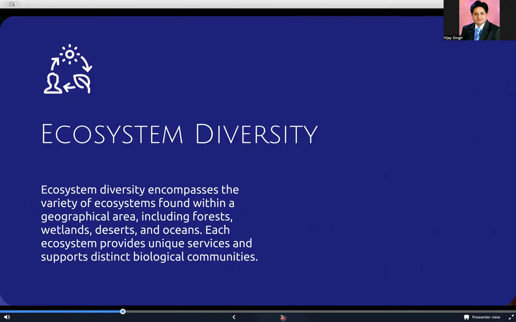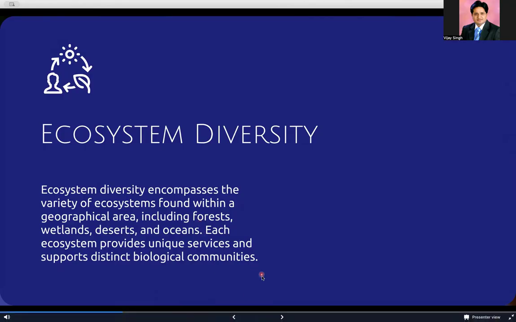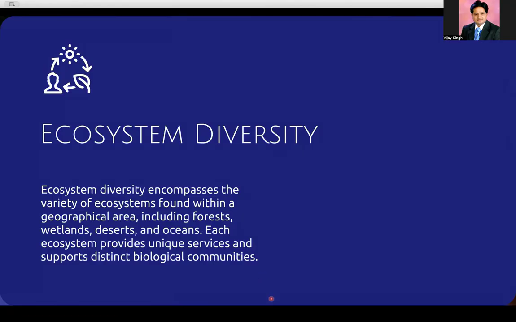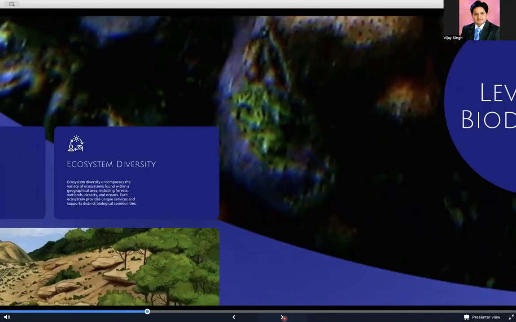Ecosystem diversity encompasses the variety of ecosystems found within a geographical area, including forests, wetlands, deserts, and oceans. Each ecosystem provides unique services and supports distinct biological communities.